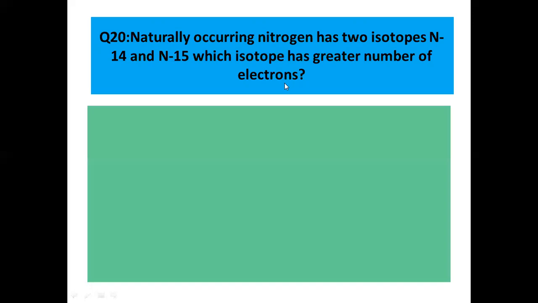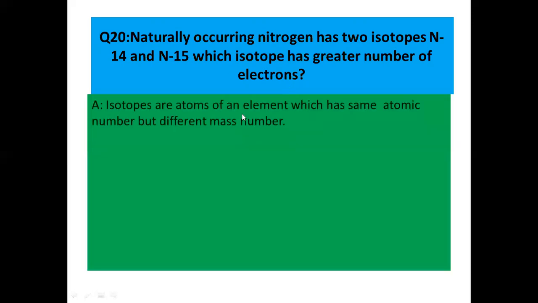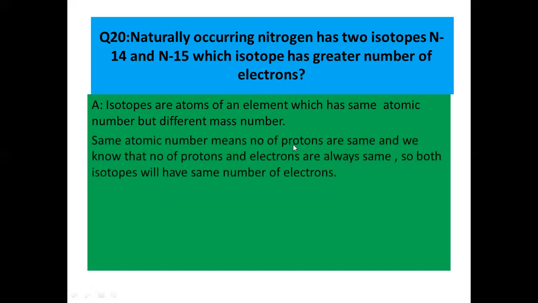So dear students, you know that isotopes are atoms of an element which have the same atomic number but different mass number. As atomic number is the same, the number of protons is the same, and we know that the number of protons and electrons are always the same. So the same atomic number means the same number of electrons. So both isotopes will have the same number of electrons. The difference is only in the number of neutrons, but their atomic number will be the same. So this was the last question of the chapter.